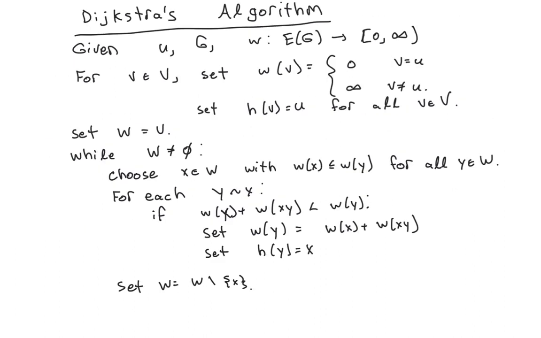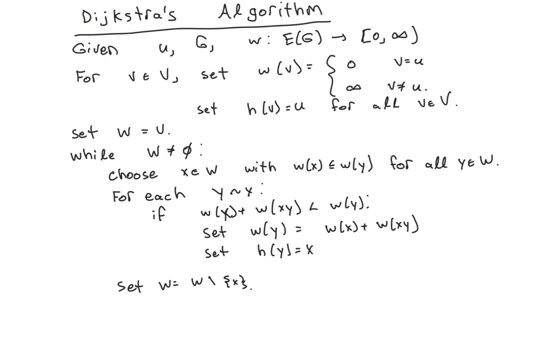So here's how the algorithm is going to work. We're going to assume that we have some starting vertex u, a graph, and a weight function. Then for every other vertex in the graph, we're going to define its weight temporarily to be 0 at u and infinity everywhere else. This weight function is going to represent the weight of the shortest path to the vertex eventually. So right now it's the weight of the shortest path found so far, and if it's infinity, it means we haven't found a path yet.